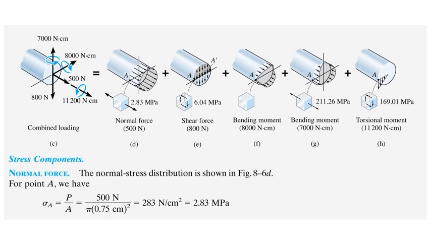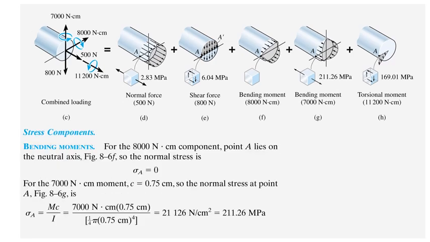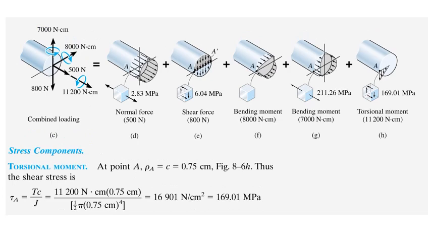Therefore, at point A, if you combine all these five, we see that we have an axial normal stress of 2.83 plus 211. We have a shear: on the right face it is downwards, on the left face it is upwards. Similarly for the last one here, on the right face it is downwards, on the left face it is upwards. So you just add them up because they have the same direction. That's the calculation given for the effect of shear force. Then you have the effect of bending of 8,000, which is 0, and the effect of bending of 7,000, which is 211 megapascal. Then you have a torsional moment that gives you 169.